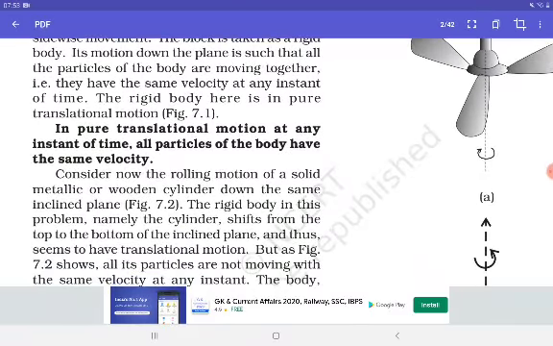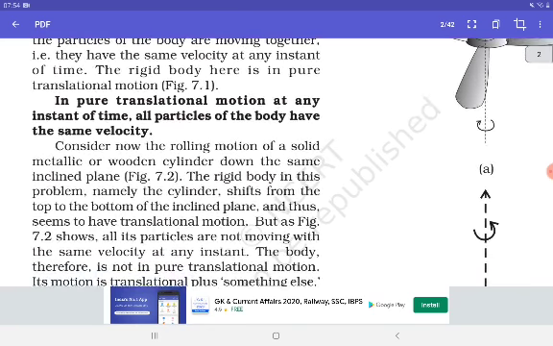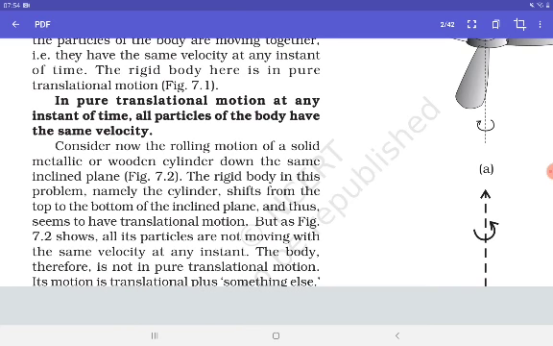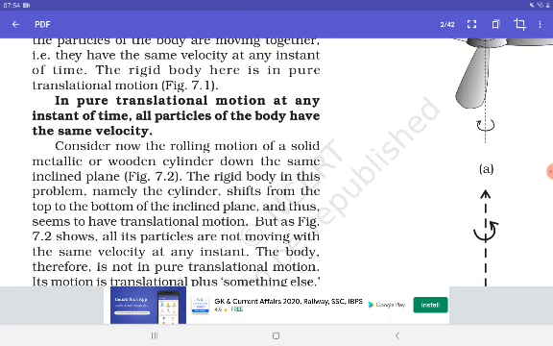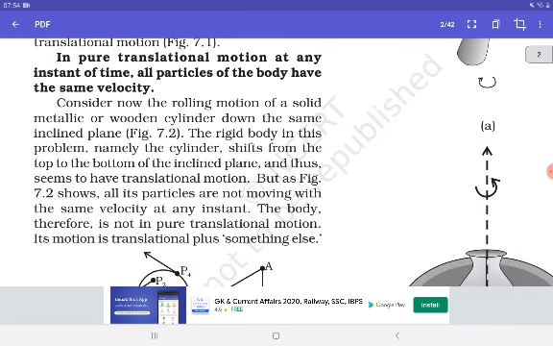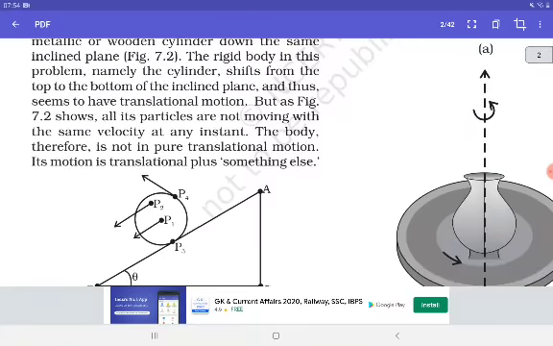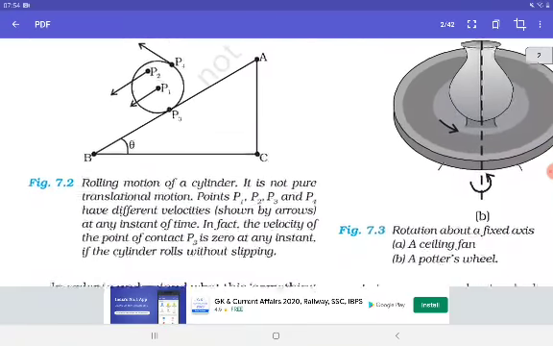Consider now the rolling motion of a solid metallic or wooden cylinder down the same inclined plane. The rigid body in this problem, namely the cylinder, shifts from the top to the bottom of the inclined plane and thus seems to have translational motion. But as the figure shows, all its particles are not moving with the same velocity at any instant. The body therefore is not in pure translational motion. Its motion is translational plus something else.